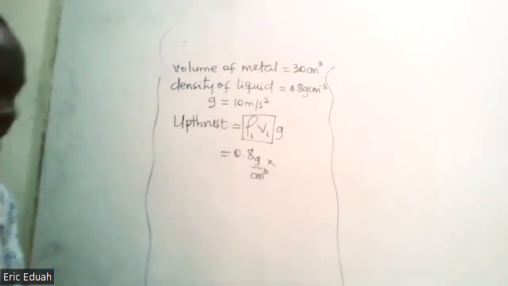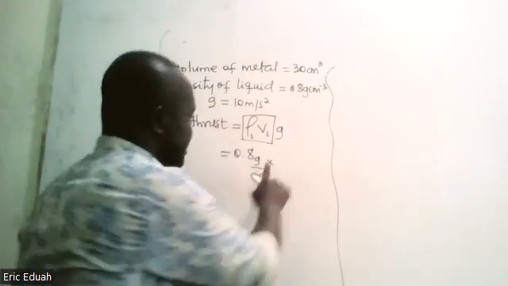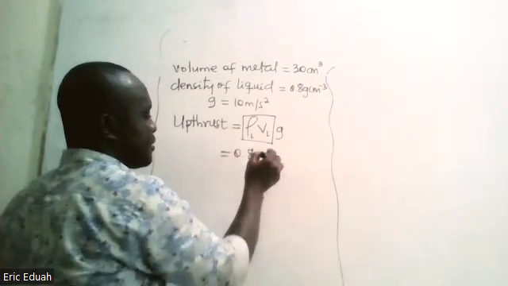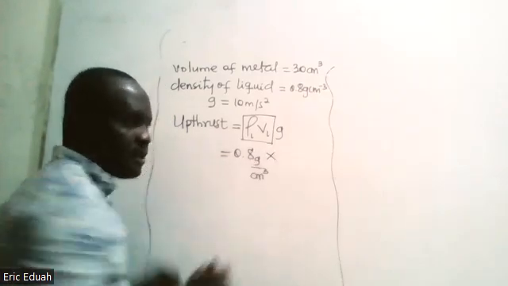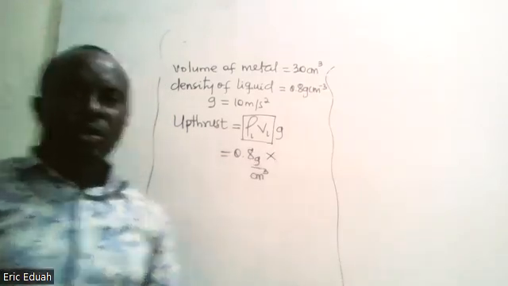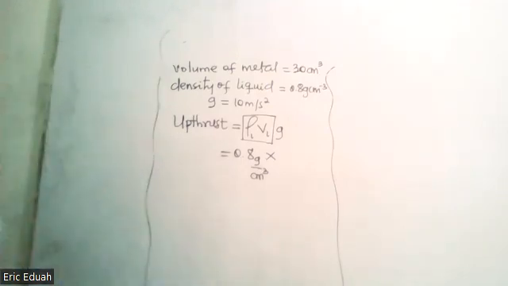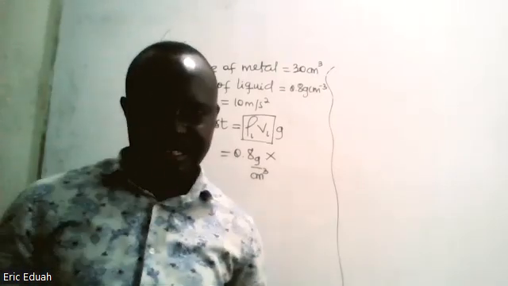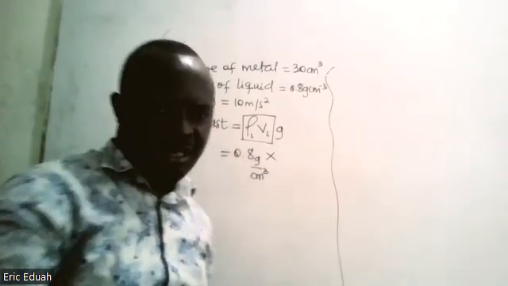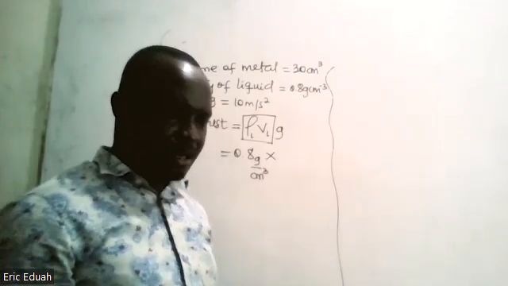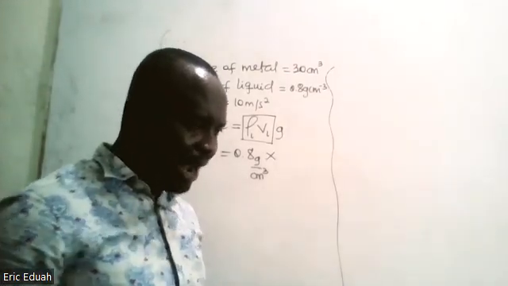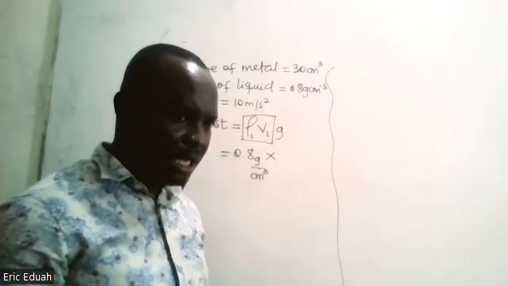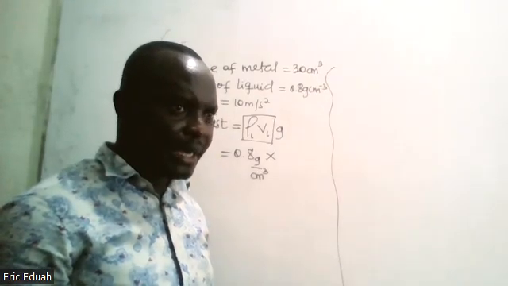What is the volume of the liquid displaced? 30 centimeters cube. Oh, but the 30 centimeter cube is the volume of the solid. It's the volume of the piece of the metal. It's equal to the volume of the liquid displaced. Why?